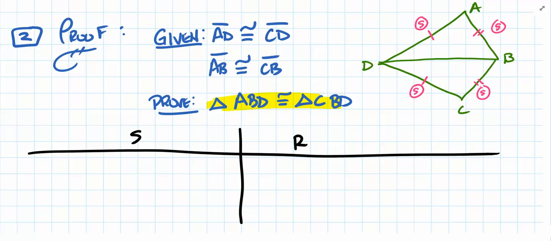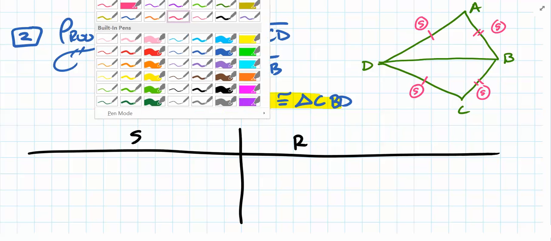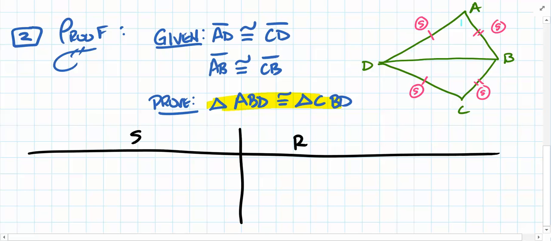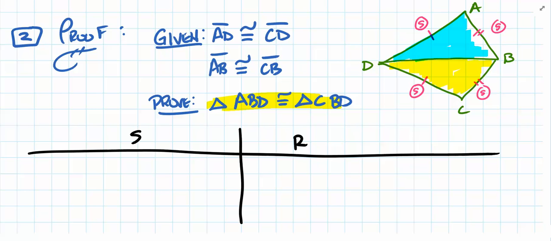I have a side and a side on one triangle, and I have a side and a side on another triangle, right? Because I'm trying to prove that triangle ABD, this blue one here, is congruent to what triangle, you guys? This one down here, this yellow one. So far, I have that they each have 2 sides congruent. Now, where is that 3rd side going to come from? The common side. Yes, very good.